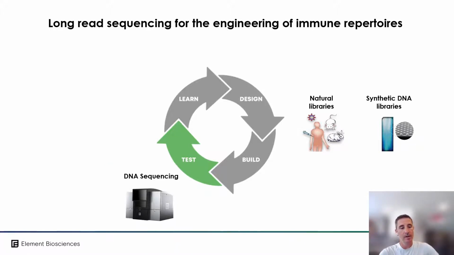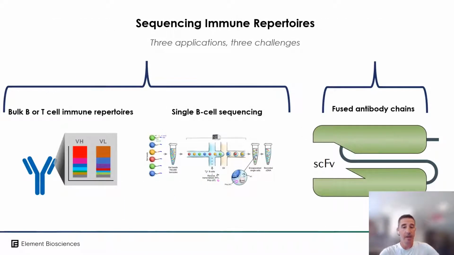So there are essentially three types of sequencing applications that support the antibody development process that involve immune repertoire sequencing. One is simply bulk B-cell sequencing. So this is the sequencing of heavy and light chains individually from bulk preparations of B cells. And we'll learn in the next slide how long-read sequencing is enabling this type of sequencing.